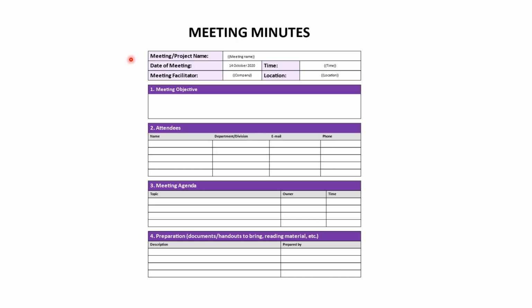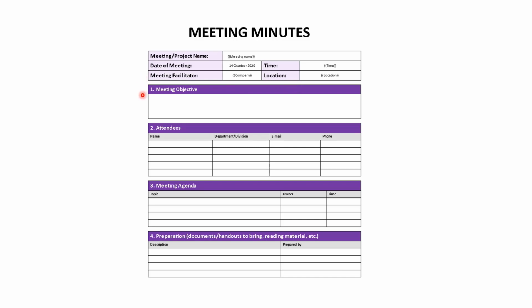At the beginning of this table, we write the meeting or the project name, then the date of the meeting and of course the time. After that, the meeting facilitator. Here, company, if the meeting is between different companies, let's say a parent company and its subsidiaries, so the meeting facilitator could be a company. But if it's between members of a team or employees of one department, the meeting facilitator would be a person. Here we have the location, the place of the meeting.